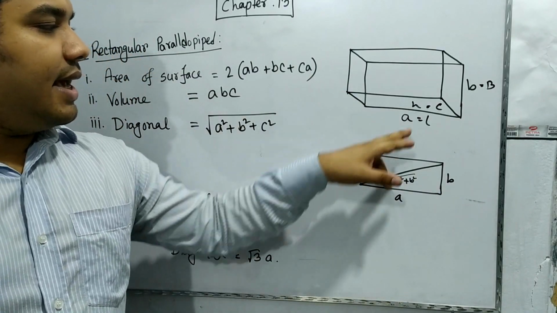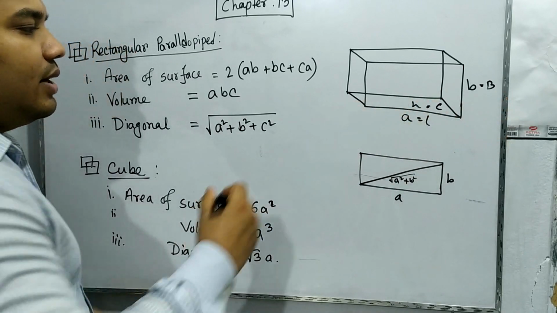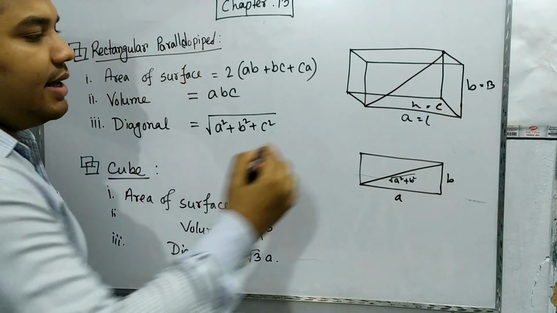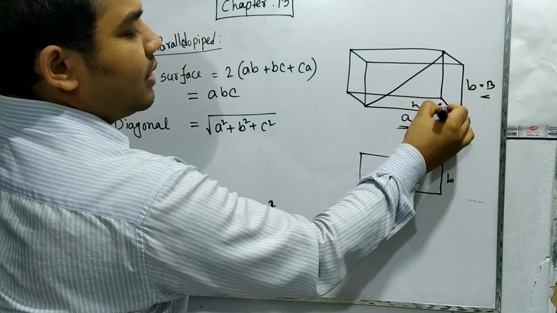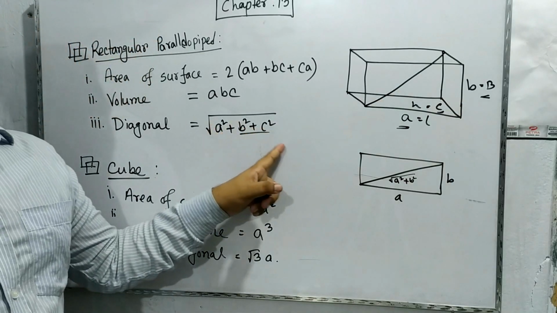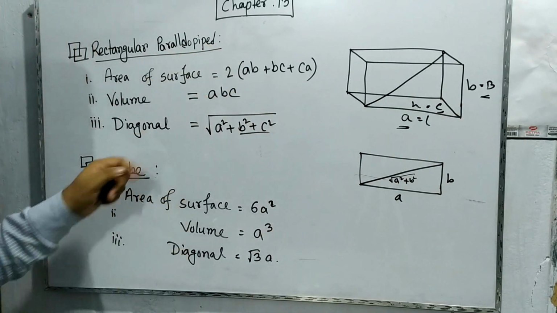So since here are three components, that is length, breadth and height, the diagonal will look like this, and here three components will be coming. At that time we will get root over a square plus b square plus c square. This is the way to find the rectangular parallelepiped diagonal.